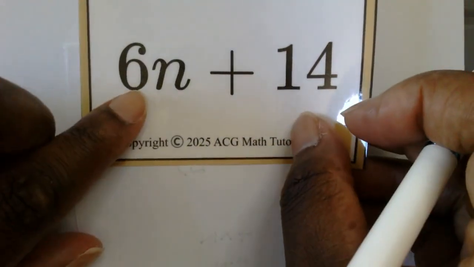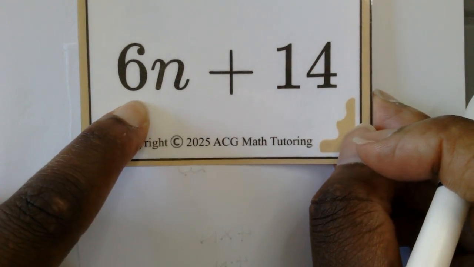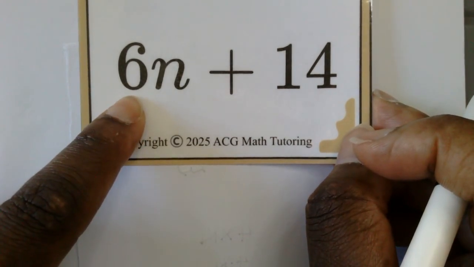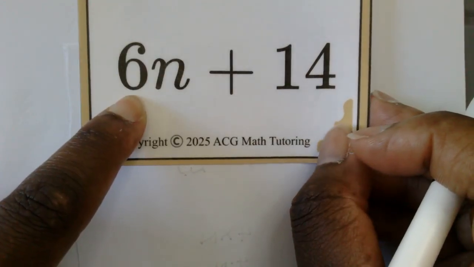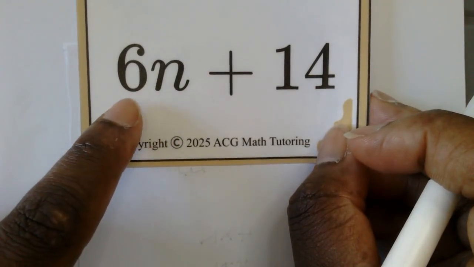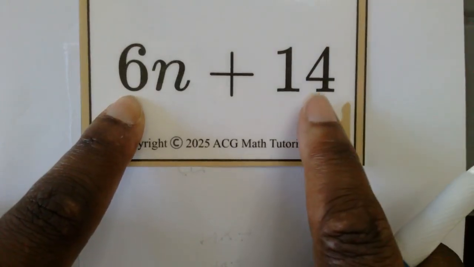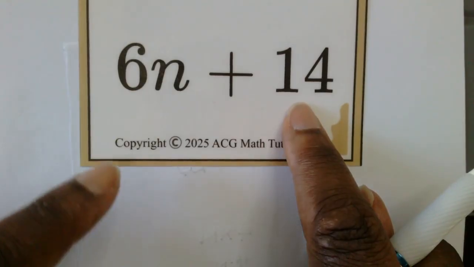Okay. Oh, the coefficient. So your 6 is called the leading coefficient. Okay. Or it's called the coefficient. Yep. So anytime the number is in front of your variable like this is called a coefficient, whereas the 14 is called a constant. Okay.